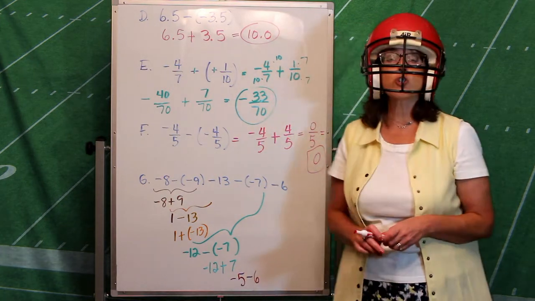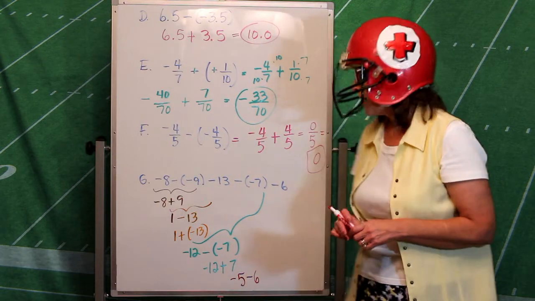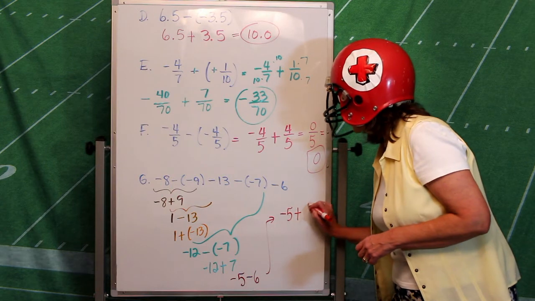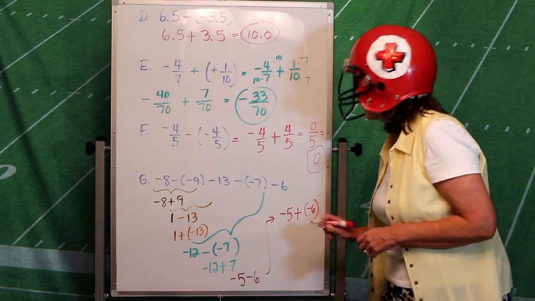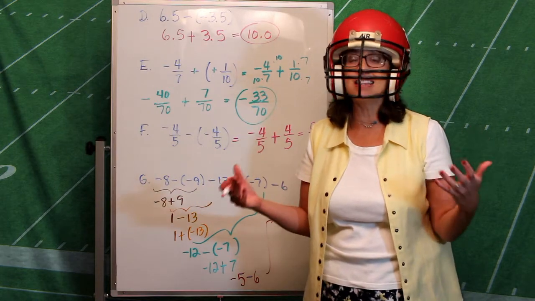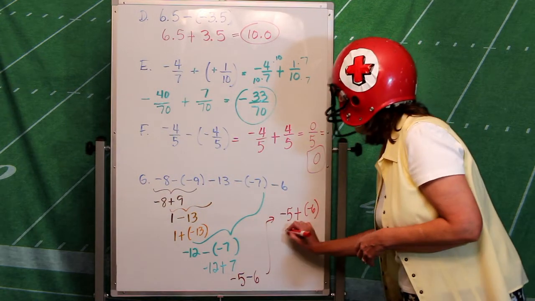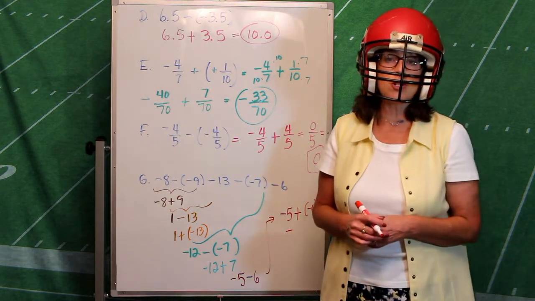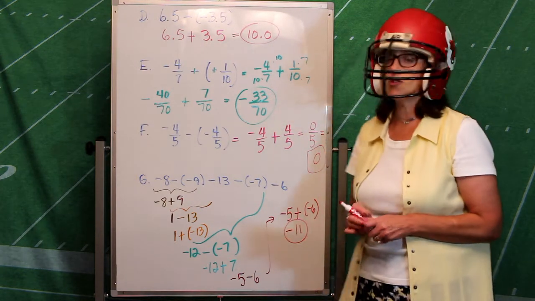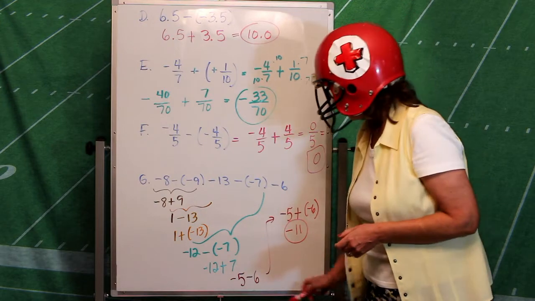And once again, I'm going to turn that into an addition problem. And so therefore, it'll be a negative 5 plus a negative 6. And the signs are the same. And when the signs are the same, I like that. That's good. So I'm going to keep that sign and I'm just going to combine the digits. And 5 and 6 will give me an 11. So my final answer is a negative 11.